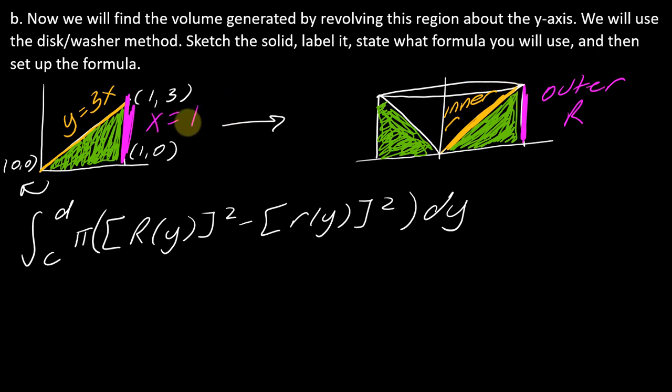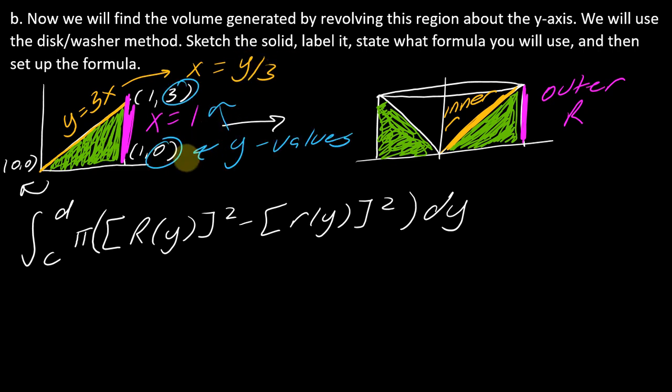Okay, cool. So this is the line x equals 1. That's going to help us get our outer radius. And this part in here is the line y equals 3x. I'm going to change y equals 3x to x equals y over 3, so I'm just flipping all of that. Now I should have everything I need to get this party going.